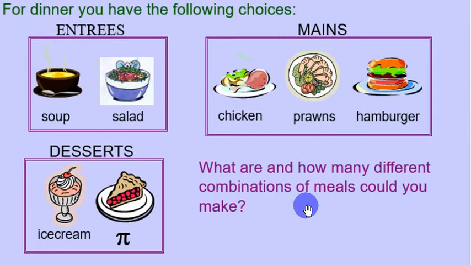Now, pause the video and try to think about how you will answer the question. Now, this is an example of counting because we are asked how many different combinations of meals we could make. So we are going to count the possible combinations of entrees, mains, and desserts that we have. So we're going to start with entrees.